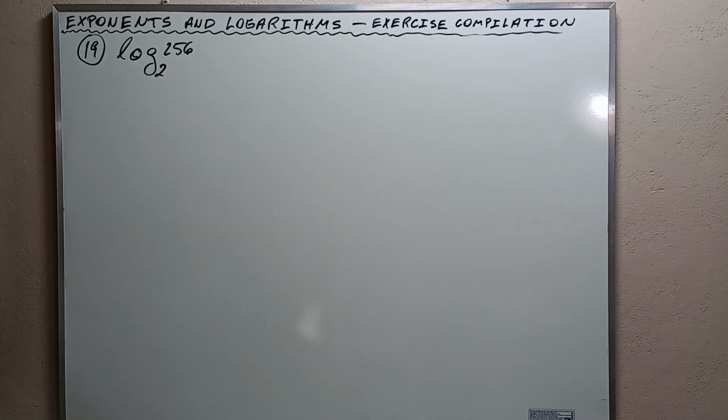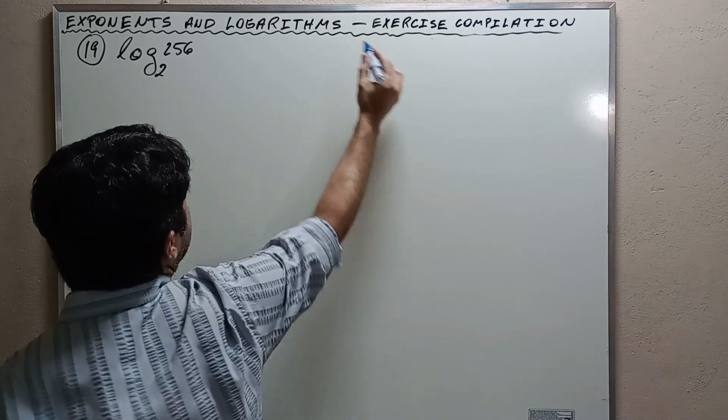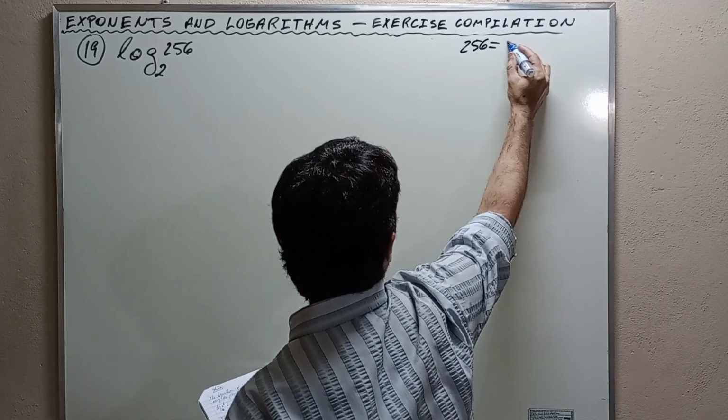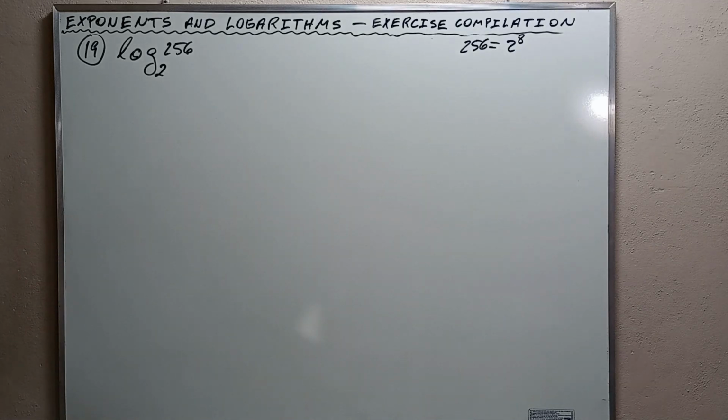Exercise 19. What is the value of logarithm 256 base 2? And the solution consists of converting the number 256 to the power of 2. Okay? 256 is equal to 2 to the 8th. Okay? This is what we are going to do.